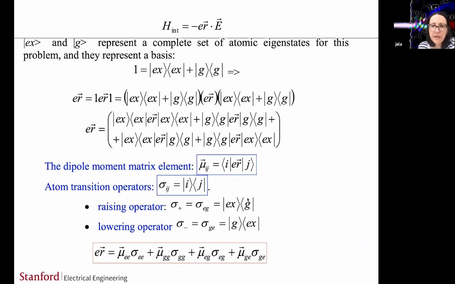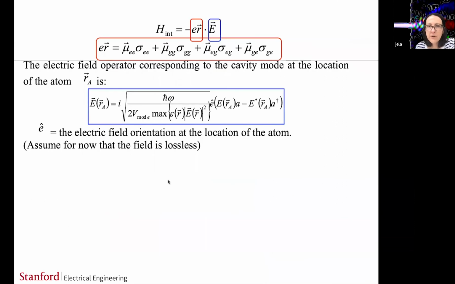But anyway, by using this notation, we can write ER instead of ER. We can write basically a quantum mechanical description that acts on the atomic eigenstates, and it would be an addition of these four terms. Okay, good. Any questions? So now we solved half of the problem, which is mapping the interaction Hamiltonian into something that acts on atomic eigenstates. That's solved here.